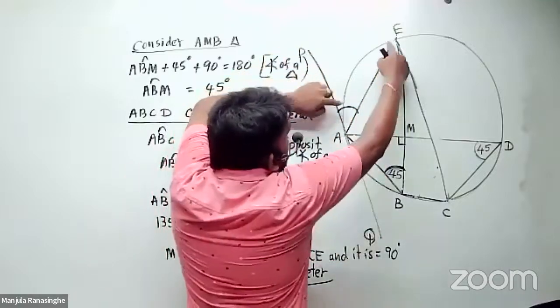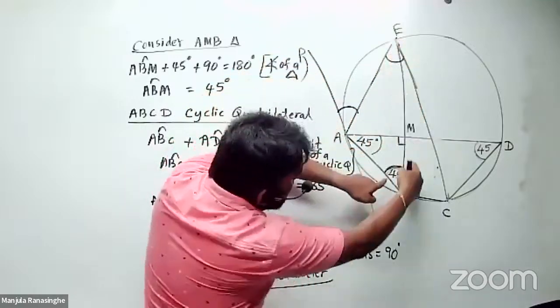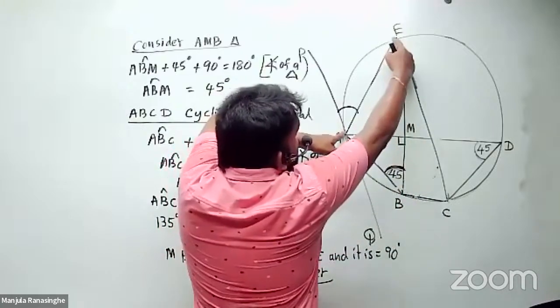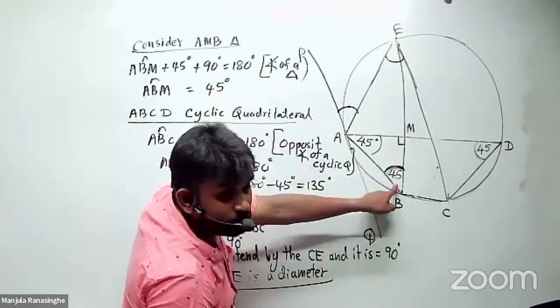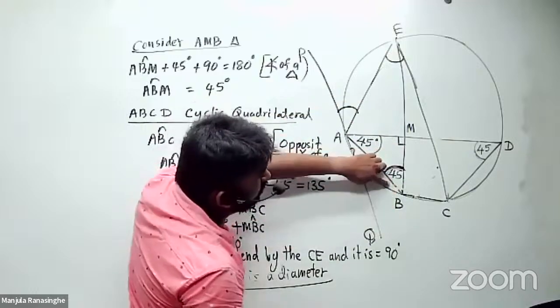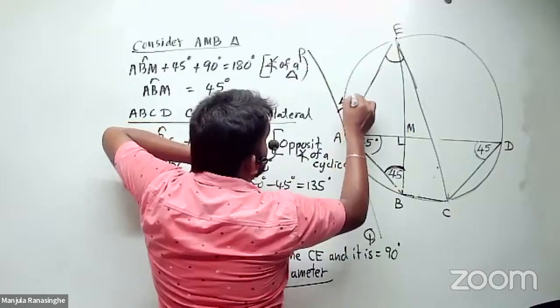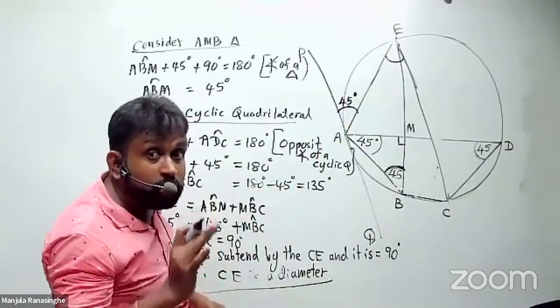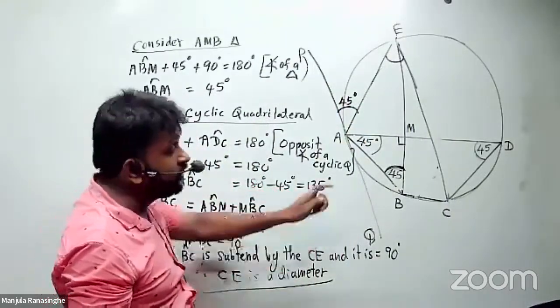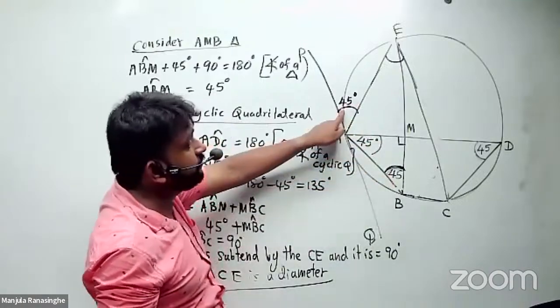So what is the alternate segment? That is the chord. From here the subtended angle there is equal to 45. So this 45 is equal here, right? So now you can mark this as 45 degrees. What is the theorem? The alternate segment angle theorem. So if this is 45, this becomes 45.